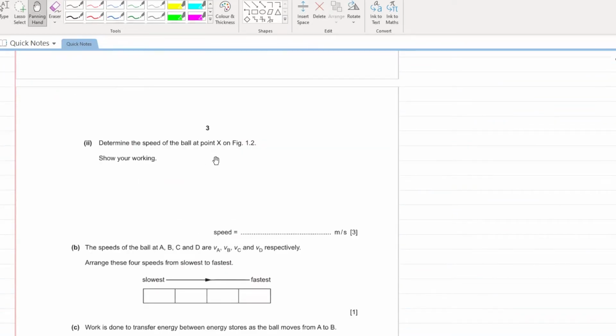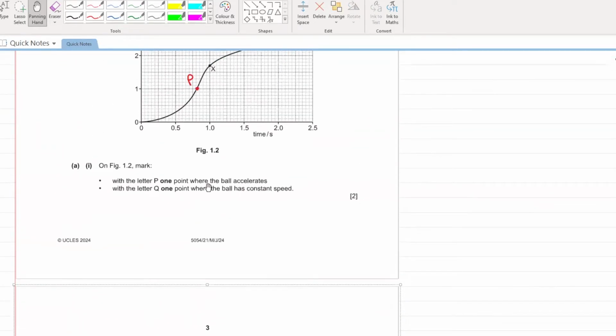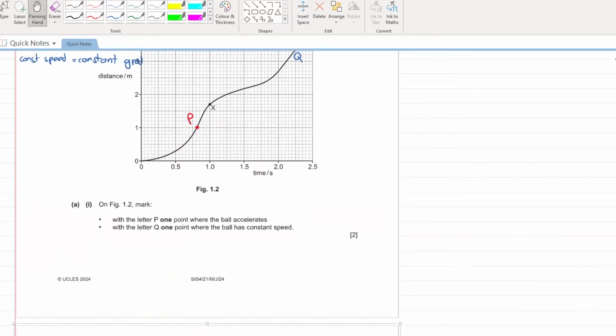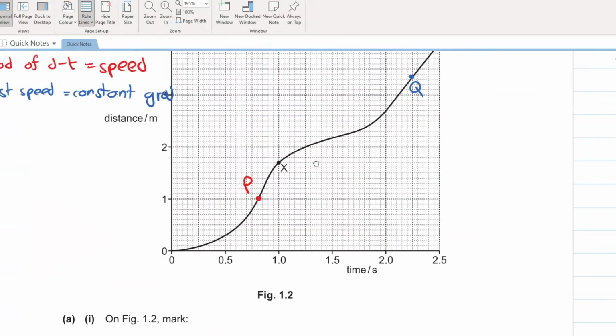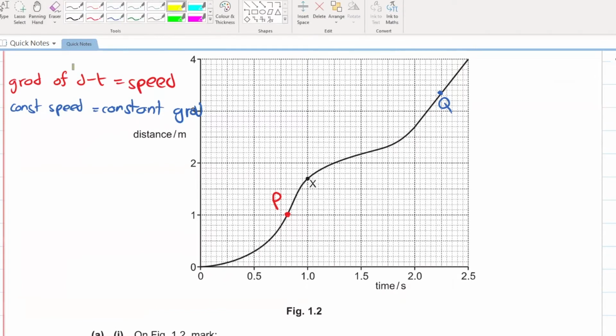Determine the speed of the ball at point X on figure 1.2. Show your working. Let's see point X. This is point X. You have to determine the speed here. The only key point that you need to remember is this: gradient of distance time graph is equals to speed. The only key point that you need to remember is what? Gradient of distance time graph is speed.